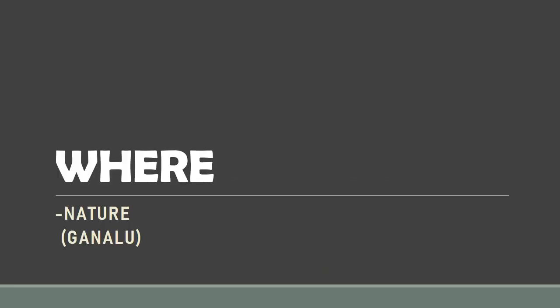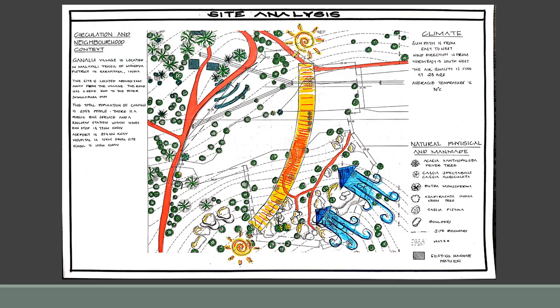Firstly, starting with where the shelter would be built, the site location. We had to choose between three different types of locations. I chose nature, being the hardest one, and we finally came up with the village called Ganal. So this is my individual site analysis, starting with the village Ganal.